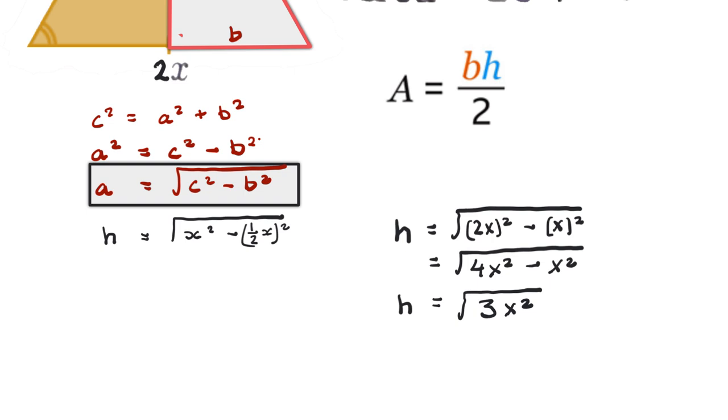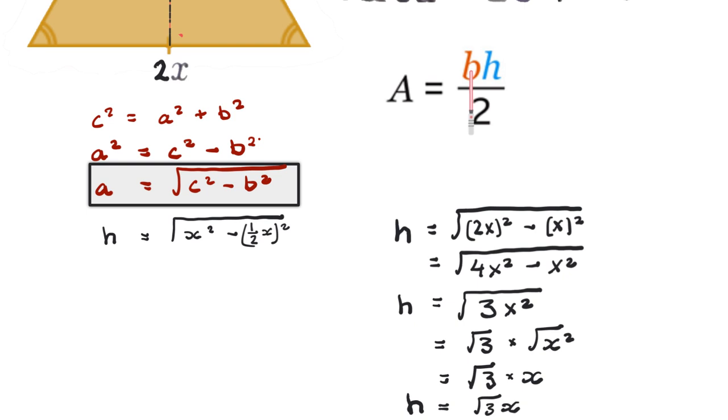Not a particularly nice number, but what I can do with it is I can say that it is root 3 times root x squared. And we know that we can find the root of x squared by saying that this is just times x. And it's nicer if we wrote root 3x. Now this is the value of h. This is the value that we were looking for here. And we know that the base is just 2x. So we can now find the area.